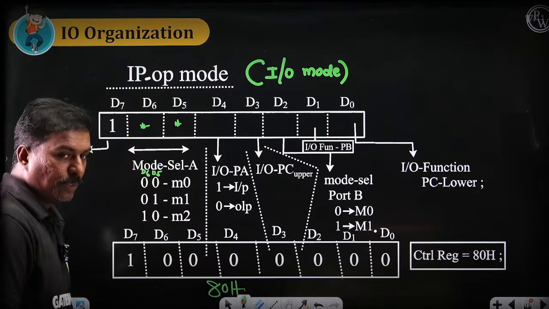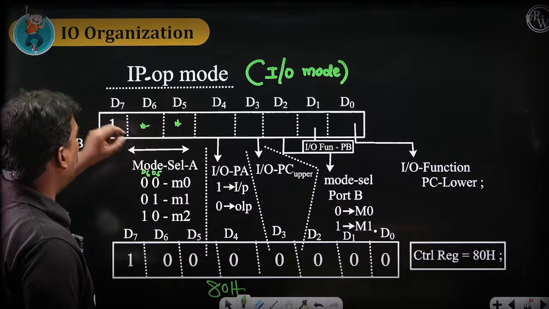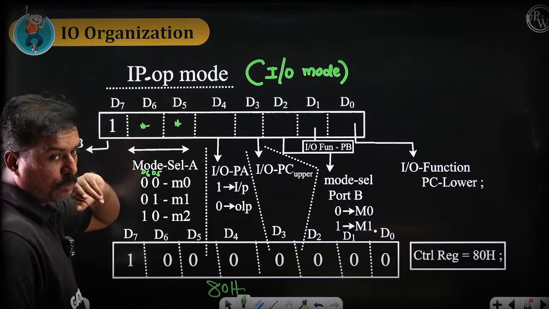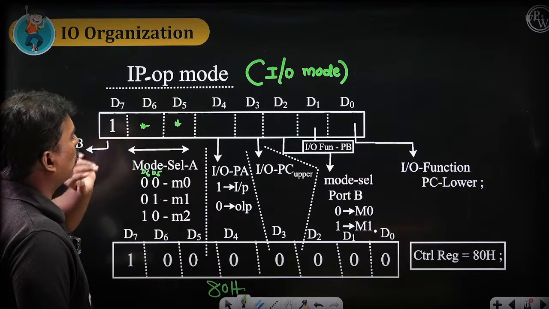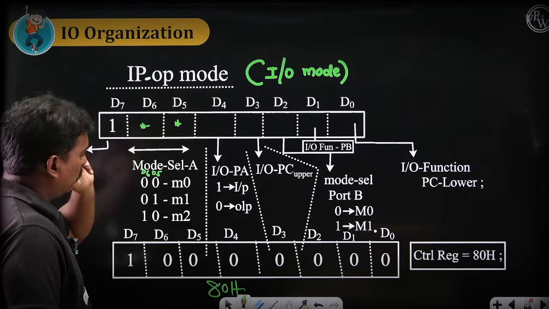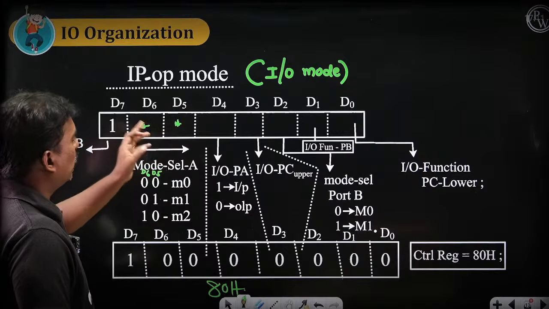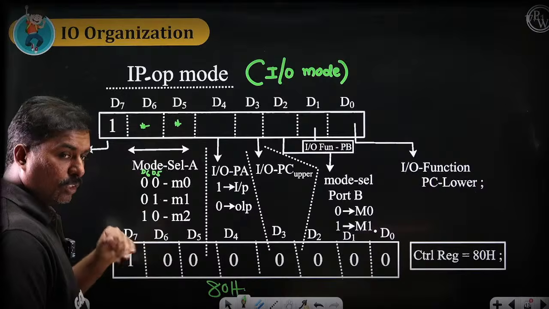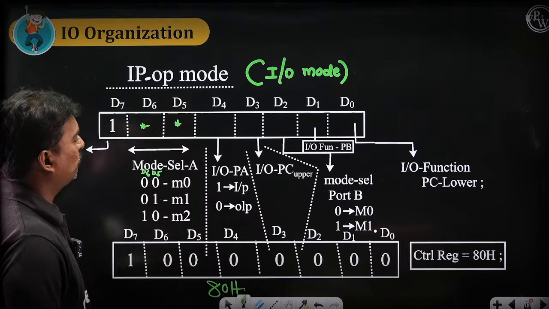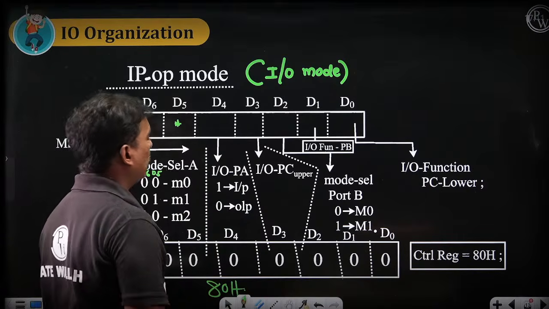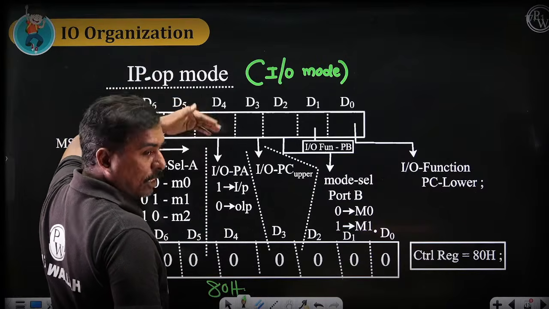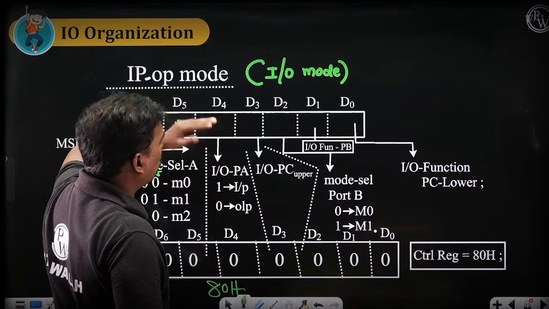Once again, I will explain to you. The MSB will always be 1. These 2 bits are for the mode selection of port A. Mode selection of port A: 0, 0 means mode 0, 0, 1 means mode 1, 1, 0 means mode 2. Port A can work in mode 0, mode 1, mode 2. Next, the D4 bit is the port A functionality. Port A functionality means input or output. If it is 1 it means input, if 0 it means output.